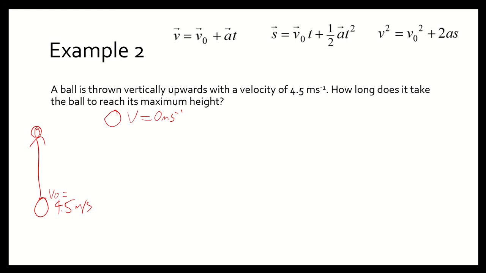We don't have much information. We want to find how long it takes, so time is what we're looking for. We've got the final velocity, we've got the initial velocity. I've only got 2 bits of information. You always need 3 bits of information to find a fourth.